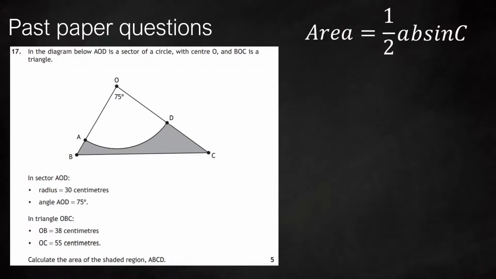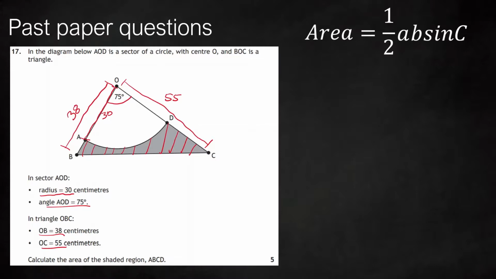And let's mark on the stuff that we need. So it's telling us that the radius is 30, so let's mark that on. So that's this distance here. And the angle AOD, which is just the angle next to the O, is 35. And it's telling us that in the triangle, OB is 38, so let's mark that on. And it says that OC is 55, so let's mark that on also. And the shaded area is the one that I've just cut in there, just to make it clear and obvious.